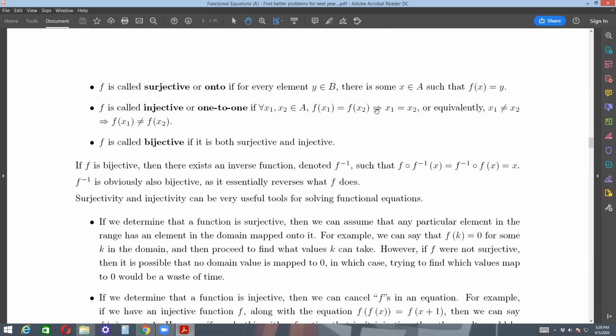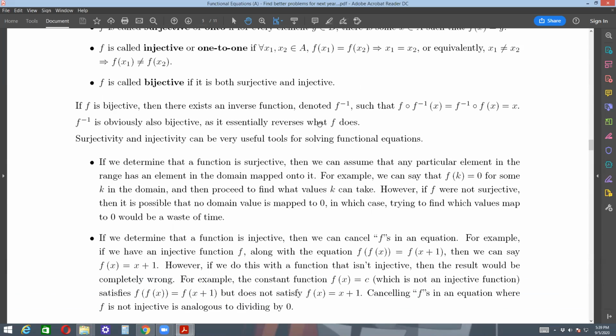An alternative way to prove something is one-to-one is, so the way you normally prove it is assume that f of x1 is f of x2, and then prove that x1 must be x2. You could do the contrapositive of that. You could assume that x1 is not x2 and show that f of x1 is not f of x2. Depending on the question, sometimes it's easier to do one, sometimes the other.